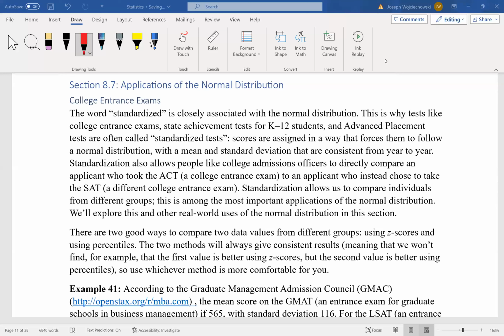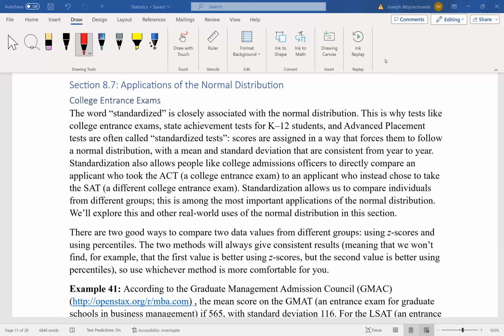Okay, so today we're going to look at some applications of the normal distribution. One of the first things is college entrance exams or standardized tests. The word standardized is closely associated with the normal distribution. This is why tests like college entrance exams, state achievement tests for K to 12 students, and advanced placement tests are often called standardized tests.